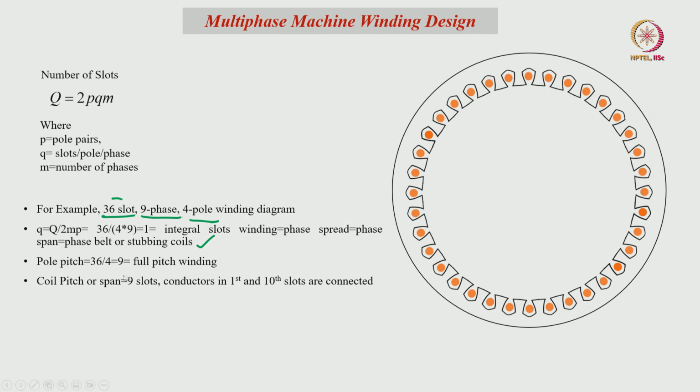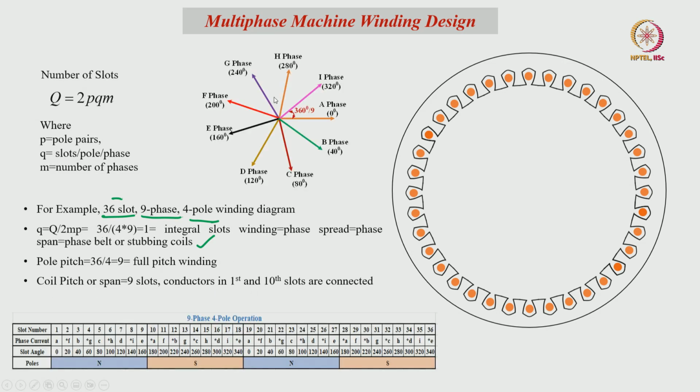If it is a full pitch winding, 9 slots are required as the coil pitch. The conductors in the first slot and the conductors in the 10th slot are connected. The symmetrical winding distribution is with respect to 360 by 9. We can see here the vector diagram for the 9-phase system and the winding table for the 9-phase machine. For the 9-phase 4 pole, the first coil related to the A phase is placed in slot 1 and slot 10.